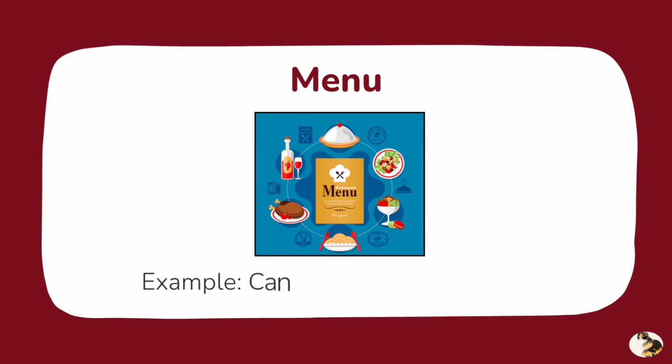The first word is menu. Repeat with me. Menu. A menu is a list of food and drinks in a restaurant. Look at the example. Can I see the menu, please?